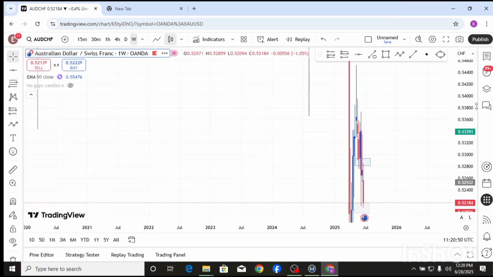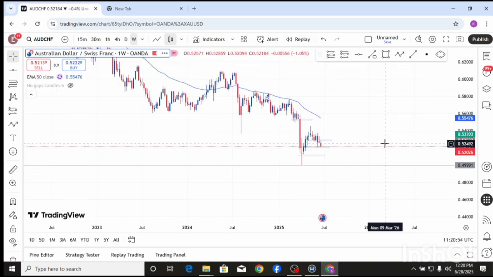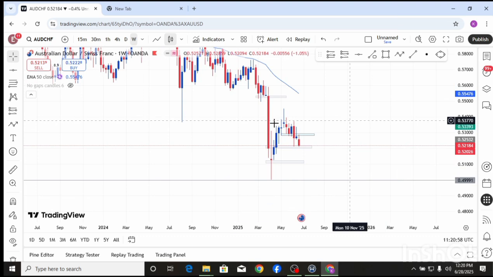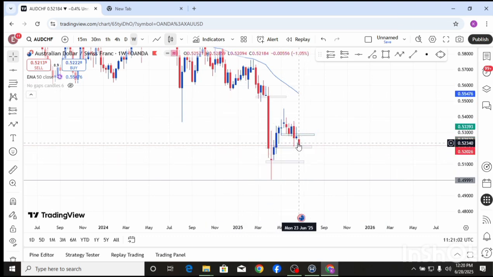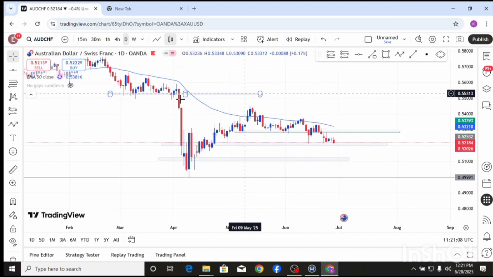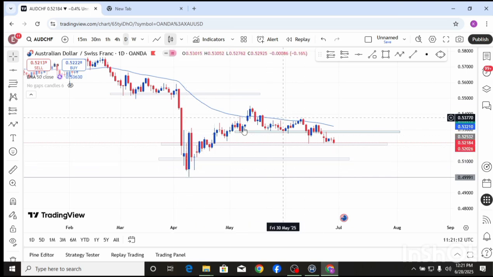So for AUD CHF, I don't need to say much here. You can see the market is obviously bearish. Lower low, lower high, lower low. So we expect the market to continue to the downside. On the daily time frame, the market is bearish too. This is the highest point the market has been, the lowest point, anything here too is price action.